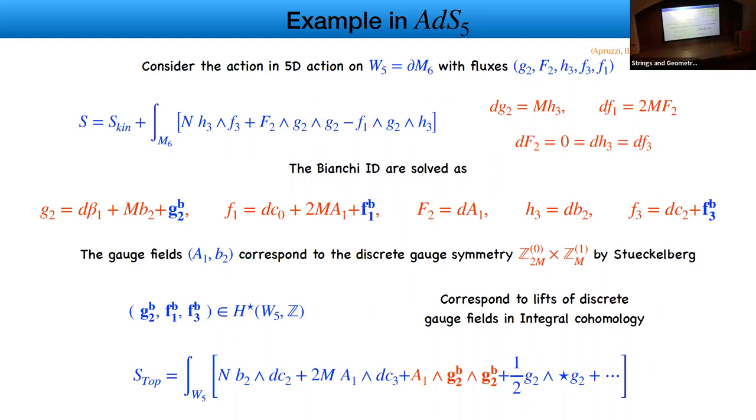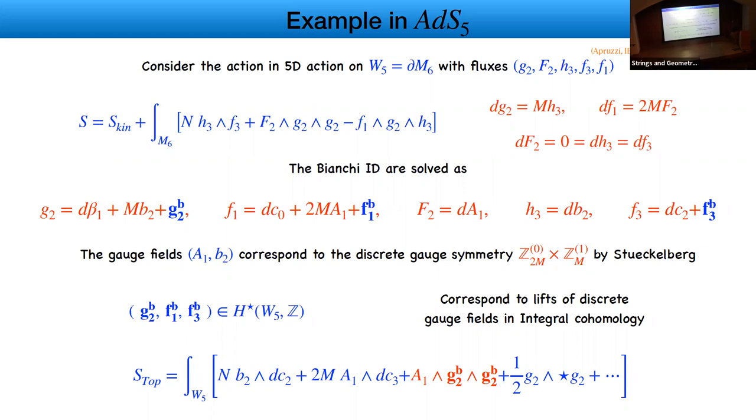Good. So when I now take this action and I pull out a derivative, there are a couple of terms. I see a BF term for the discrete symmetries that we just talked about, both for the one-form symmetry and the zero-form symmetry.